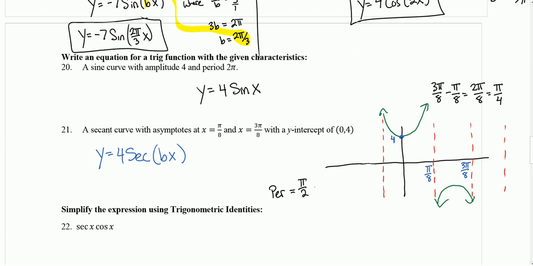And so I know that the typical period of a function is 2 pi, so this is equal to 2 pi over b. And I want to cross multiply to find out what b should equal. So I get pi times b is equal to 4 pi. Divide by pi and you get b is equal to 4. So now I can write my equation, y equals 4 secant of 4b, or sorry, 4x.